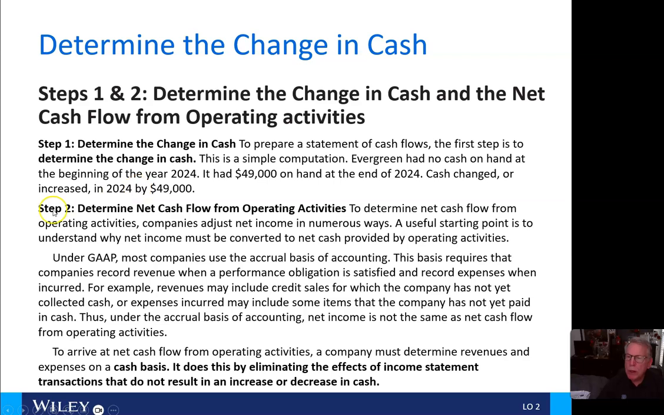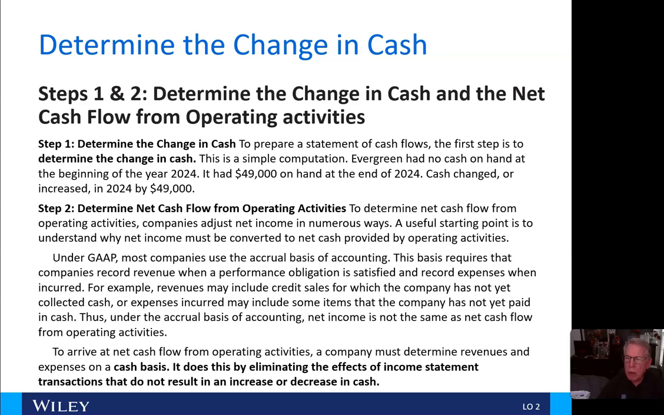In step 2, we're going to determine the net cash flow from operating activities. And to do that, we'll adjust net income in numerous ways. A useful starting point is to understand why net income must be converted to net cash provided by operating activities. Under GAAP, most companies use the accrual basis of accounting. This basis requires that companies record revenues when a performance obligation is satisfied and record expenses when incurred, as you all would know.